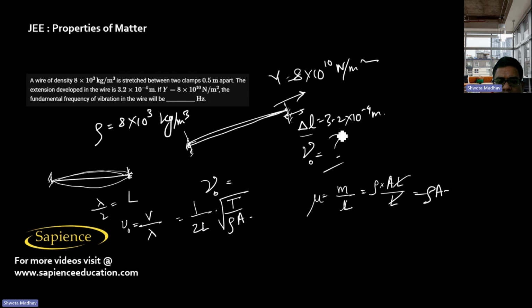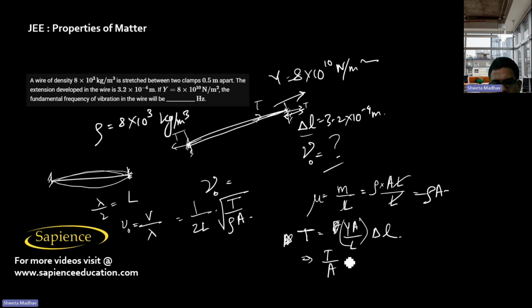From here, delta L has been told. The tension force created in the wire is T equal to YA by L into delta L. So from here we can find the value of T by A, which will be Y by L into delta L. Therefore the fundamental frequency of vibration is equal to 1 by 2L into root over 1 by rho into T by A, that is Y by L into delta L.